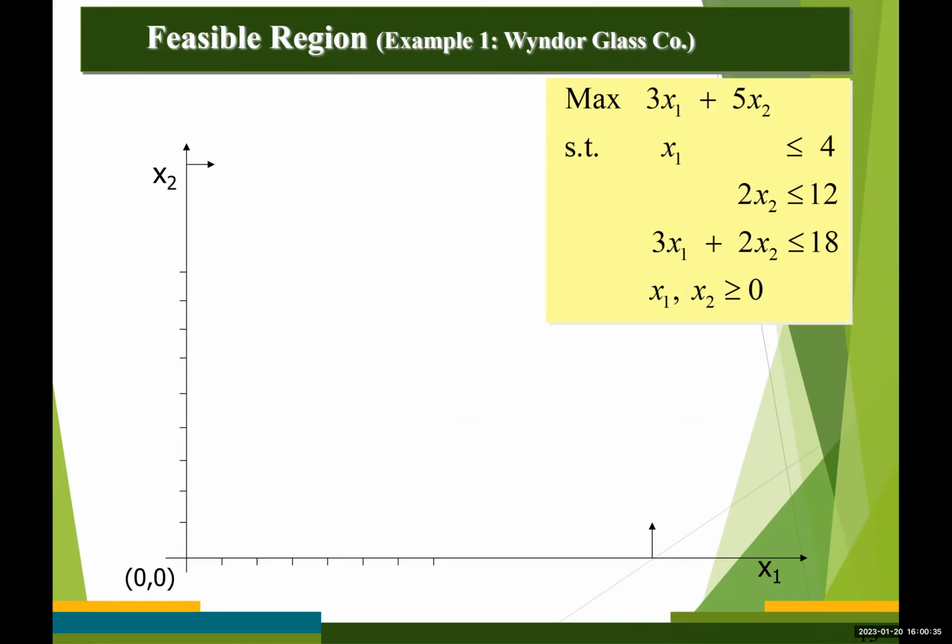So first, the non-negativity restrictions. x1 has to be greater than or equal to 0, and x2 has to be greater than or equal to 0. This non-negativity restriction requires x1 and x2 to lie on the positive side of the axis, right? Which is this area, which is the first quadrant, right?